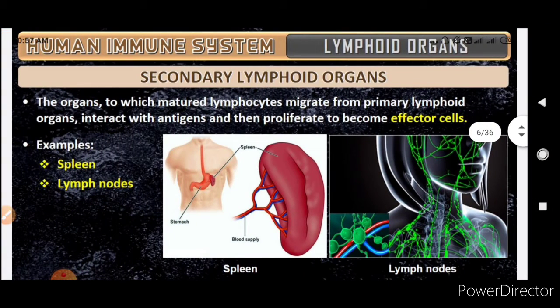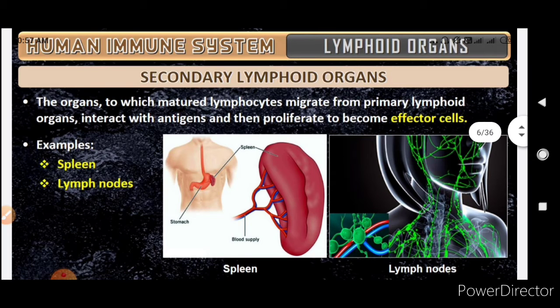Now we come to the secondary lymphoid organs. These are organs to which matured lymphocytes migrate from the primary lymphoid organs, interact with the antigen, and then proliferate to become effector cells. In primary lymphoid organs, the cells will be formed, differentiated and matured, and now in secondary lymphoid organs the action of these cells will occur, that is, the lymphocytes will migrate from primary lymphoid organs, interact with the antigens and then proliferate to become effector cells.